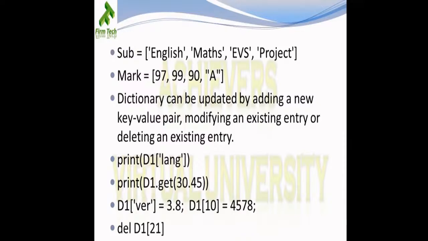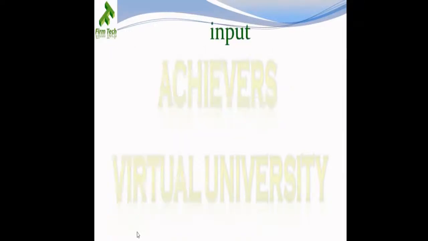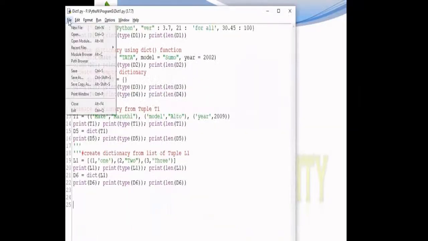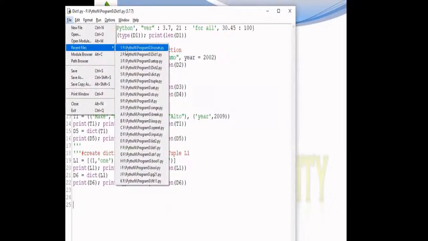And this del of D1, that is D1 is the dictionary, and 21 is the key, and this key and the value corresponding to this 21 of this dictionary D1 will be deleted. You can go to the demonstration part.